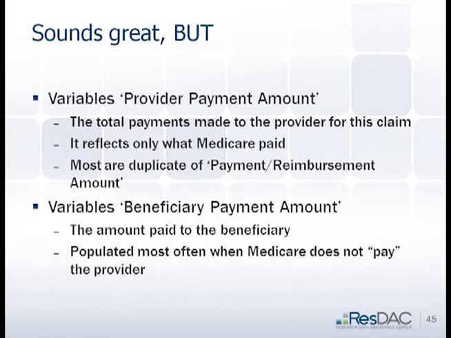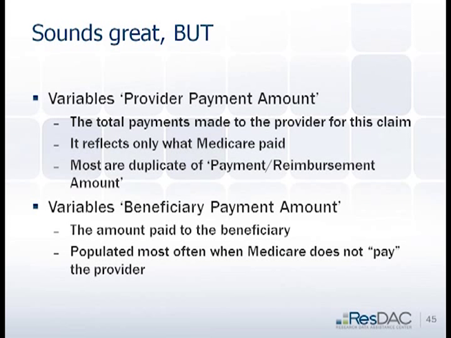There are some other variables that people think, ooh, this is really great. I've talked about the fact that there's no variable that says this is the total the provider was due to be paid, but there is a variable called provider payment amount. You would think, hey, that's what the provider's supposed to get paid for this service. The answer is no. And there's also a variable called beneficiary payment amount. Think about these fields as: who did Medicare write a check out to, and what was the amount.